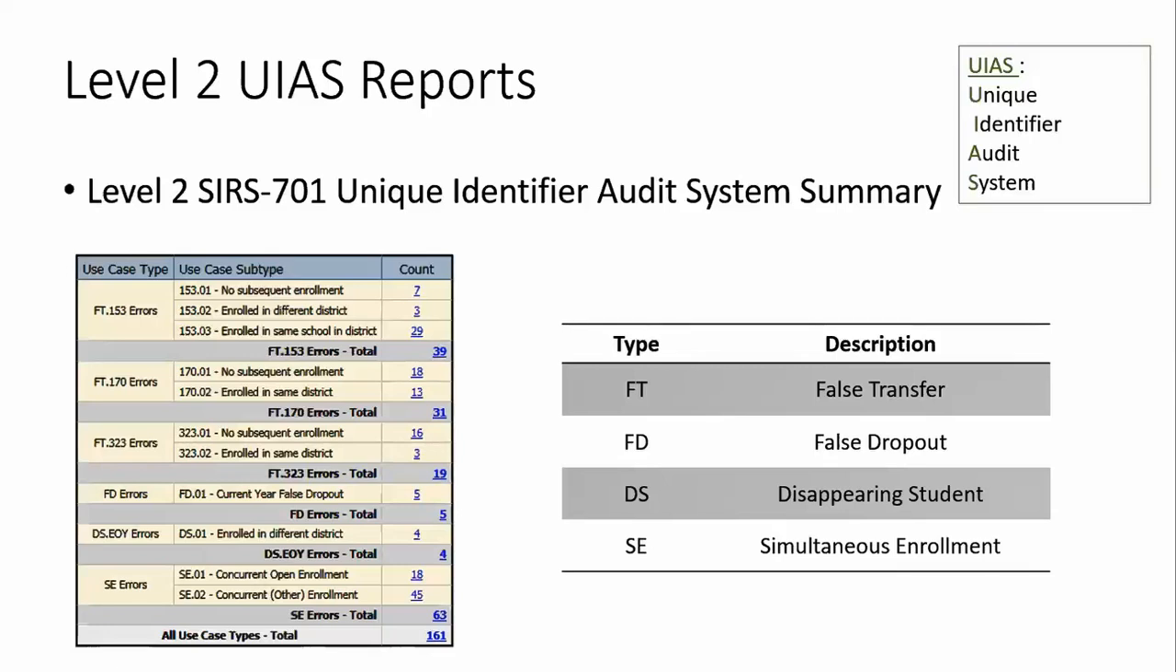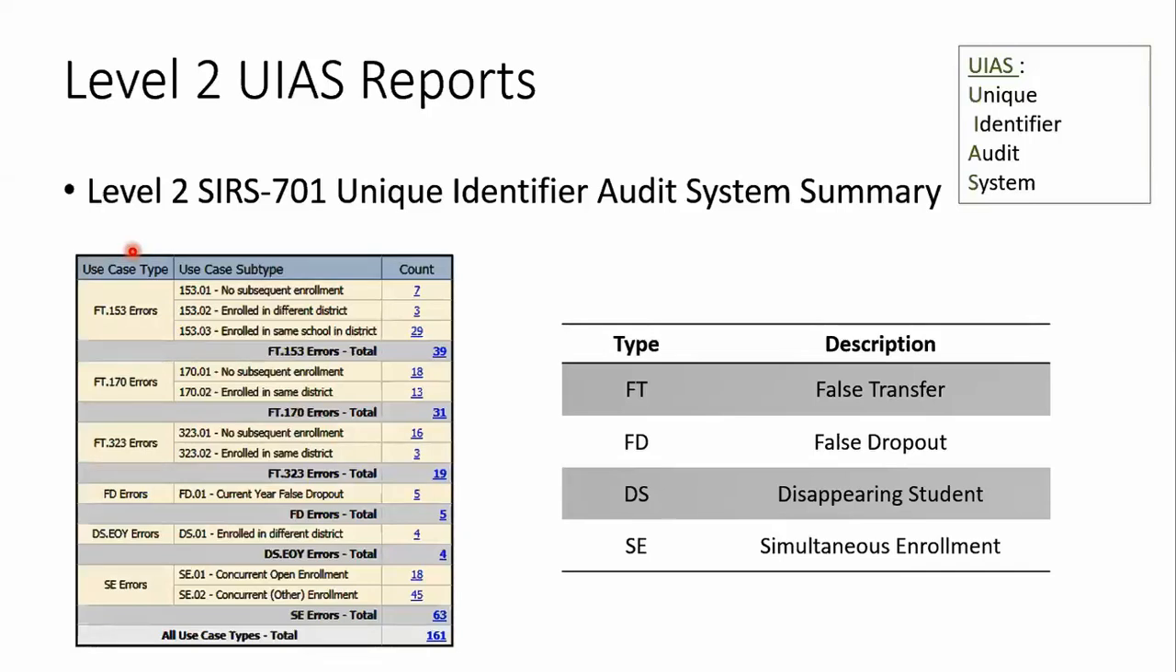This will generate, as we've become familiar with, a level 2 summary report, which is displayed here. It looks different than the previous summary report, but it essentially serves the same purpose. And it shows a count of errors for each use case type. Use case types are listed in the left-hand column. So for each use case type that exists for your district, if there are no errors for a particular use case type, that item will not appear on the list.